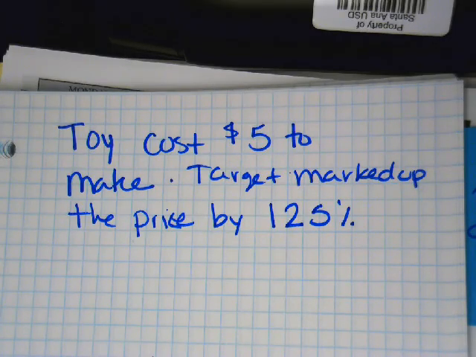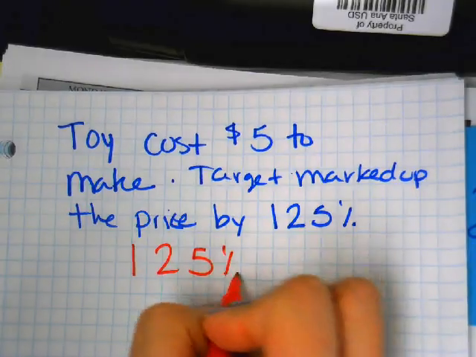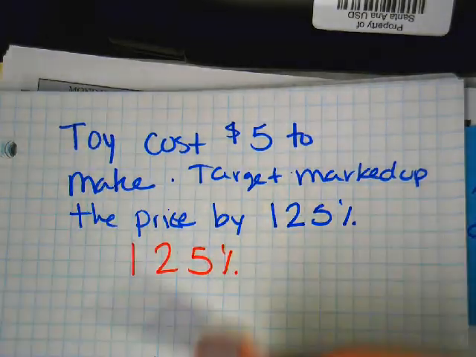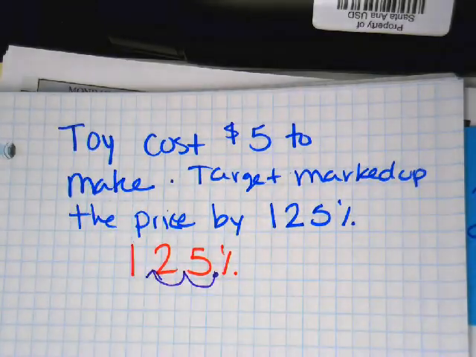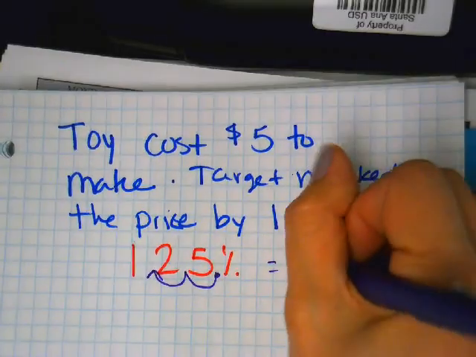So, what's the first thing we have to do? Change 125 into a decimal. How many times do I move it? Twice. No matter what, you're going to move it twice. Right now the decimal is in the back. Move it two times to the front. So it would be 1.25.